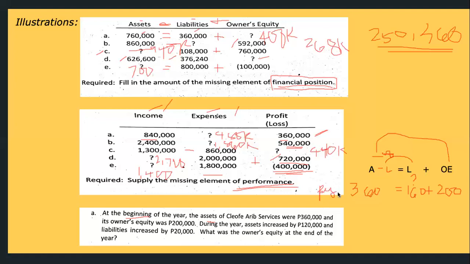But during the year, the assets increased by 120. Therefore, due to the transactions during the year, the assets increased by 120.